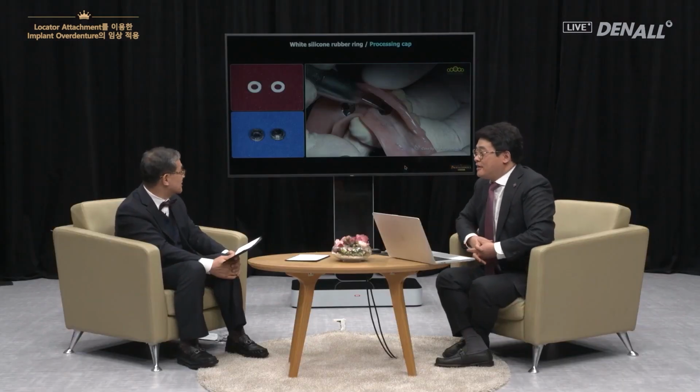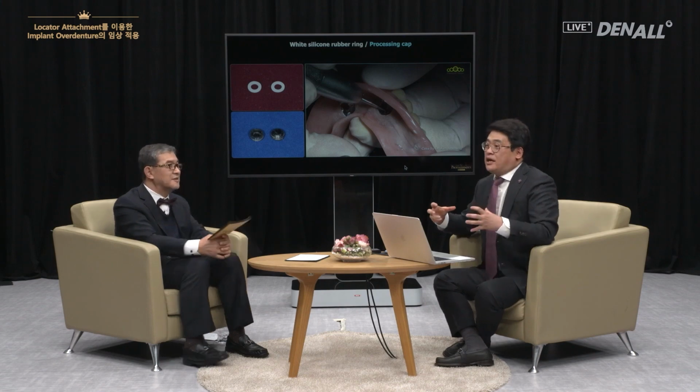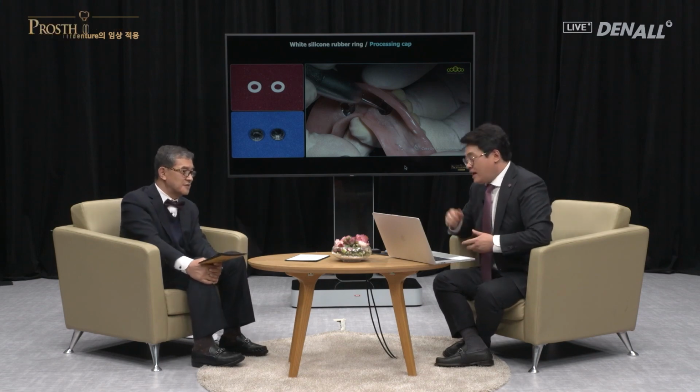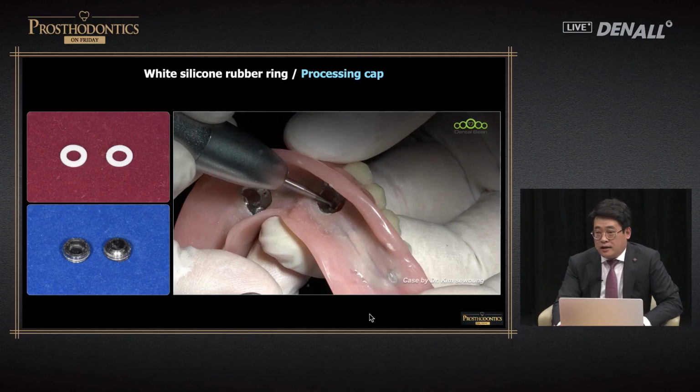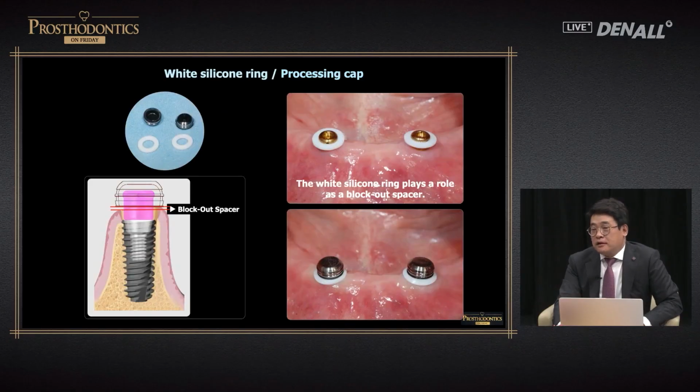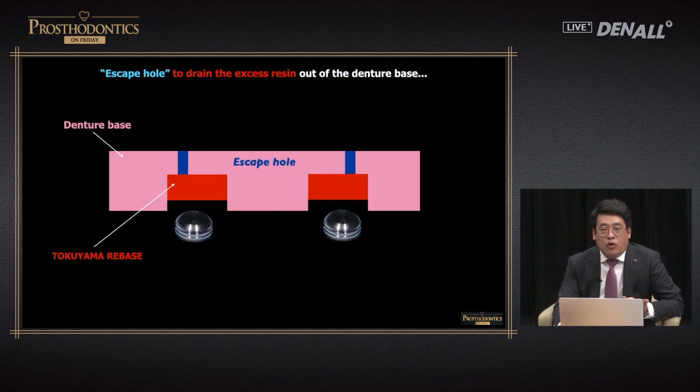The processing cap was in contact with a metal framework, and it was adjusted and passive fit was gained. This is important to attach the processing cap. When you attach the processing cap on the inner surface of the denture, is it good to form a vent hole or escape hole on the outside surface of the denture?